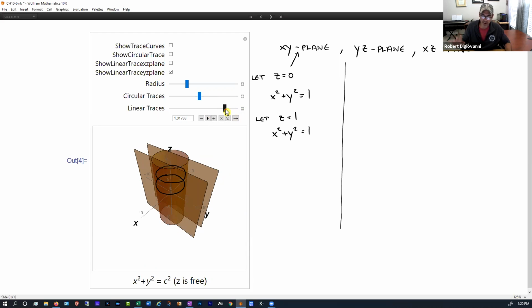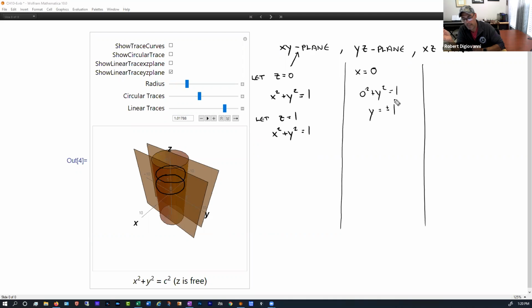Okay, so I'm going to go through this a little faster. When we're doing the YZ plane, that means we're going to fix what variable? What variable are we fixing if we're talking about the YZ plane? X, right? The YZ plane itself is X is zero, right? So if X is zero, let's plug that into the equation. We get zero squared plus Y squared equals one. So now you get Y is plus or minus one. So if X is zero, that's the YZ plane. Our Y coordinate must be plus or minus one. And what about our Z coordinate? Free. Yeah, it's free, right? So it can be anything.